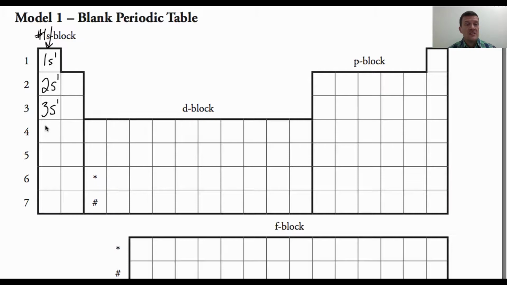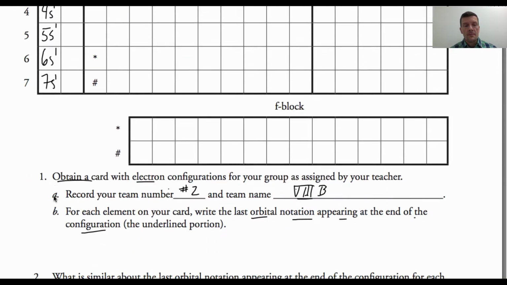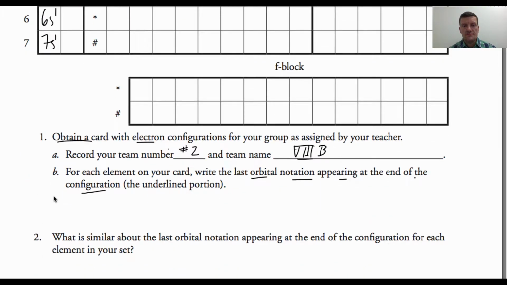And you can kind of see the pattern that's happening here. This element here, its electron configuration would end in 4s1, 5s1, 6s1, and 7s1. Okay? So I just did it for group 1.